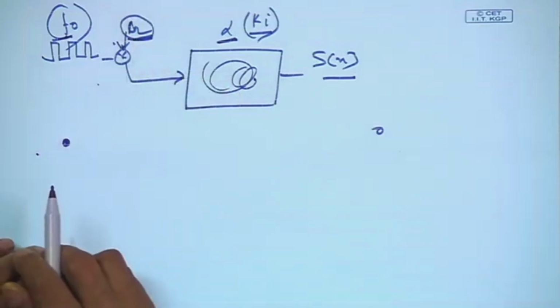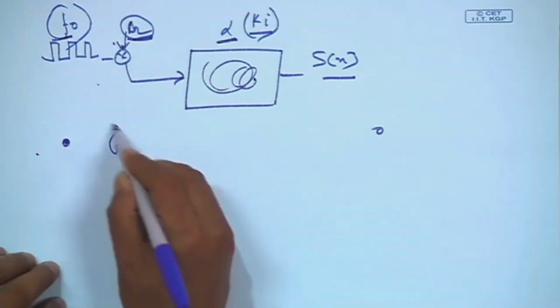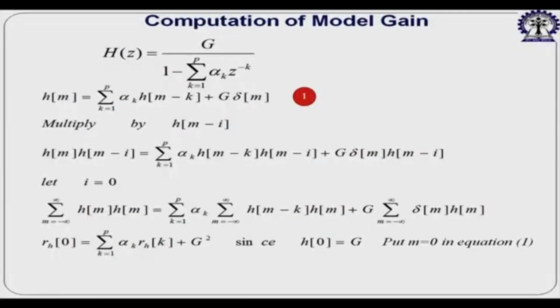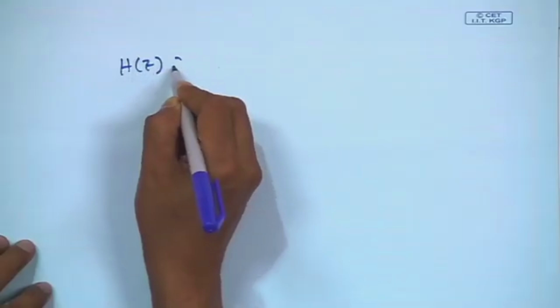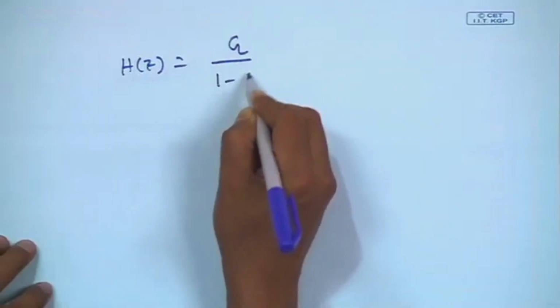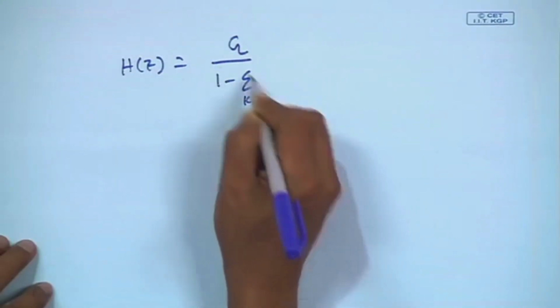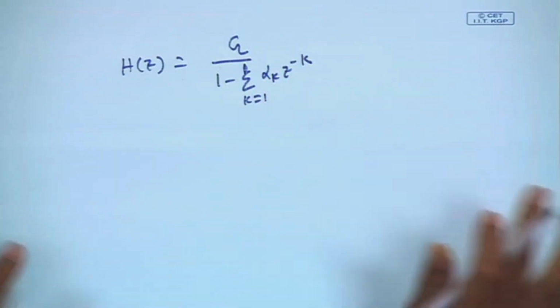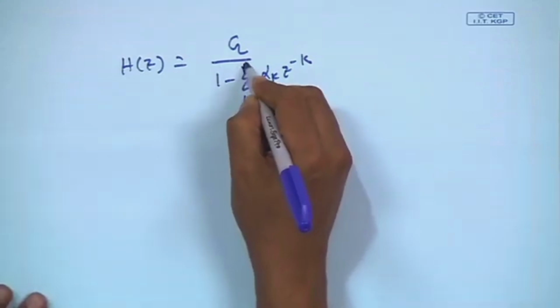What is the g value? Gain value. So, how do you calculate the g? I can easily calculate the computational model gain of the signal. H(z) is nothing but g divided by 1 minus the sum over k equal to 1 to p of alpha k z to the power minus k. This is the LPC equation.